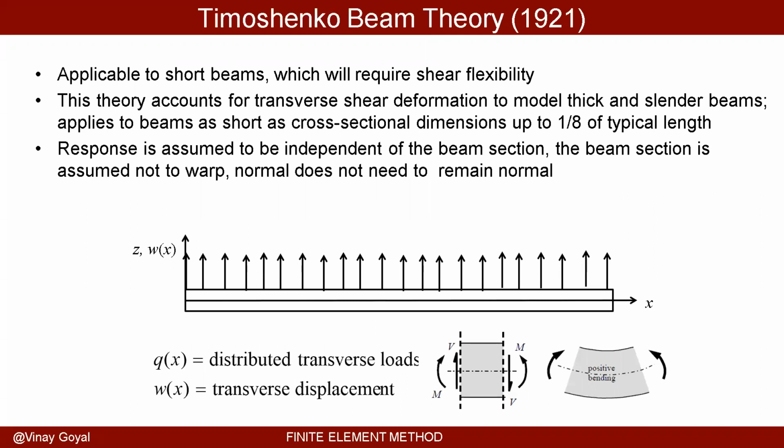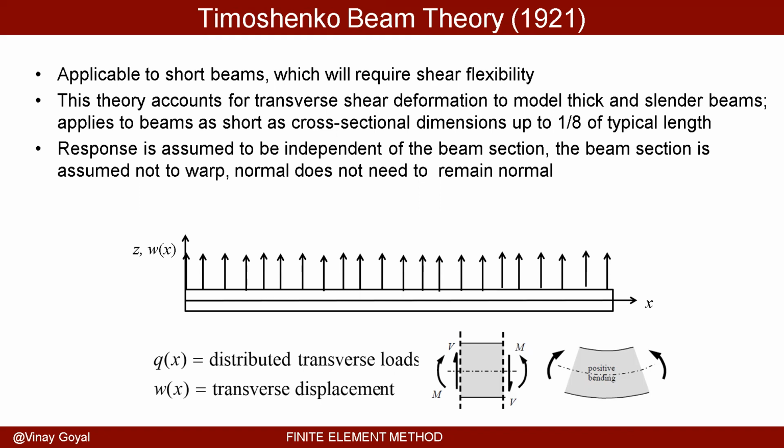Timoshenko beam theory, which we already discussed, so this is a review, in 1921 postulated an approach to solve beams that are short. And those short beams do require shear flexibility. These theories work very well up to 1/8 typical length. So the thickness to length ratio, 1/8. And here the transverse shear deformation becomes more important.